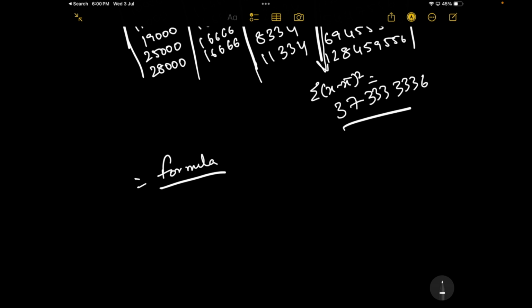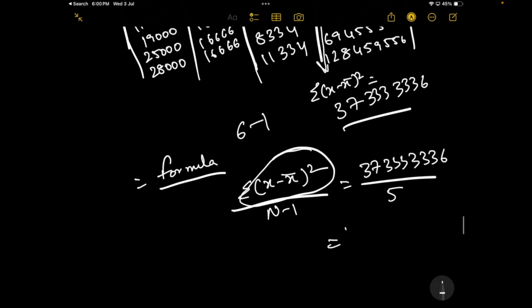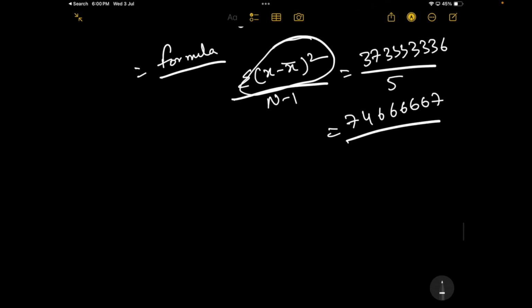What is the formula? Summation of (x minus x bar) whole square divided by n minus 1, that is equal to 373333336 divided by n minus 1. What is n? 6 minus 1, 5. That is equal to how much? 746666667. This is how much you'll get. So this is your variance, this is the spread.